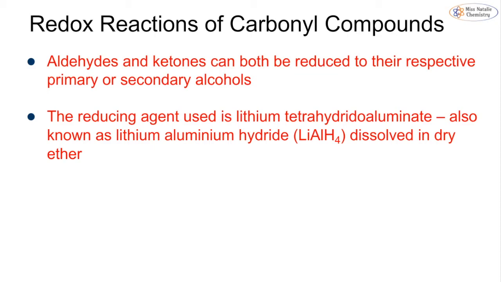So if we focus first of all on the reduction reaction. Aldehydes and ketones can both be reduced to either the primary or the secondary alcohol that they were made from. The reducing agent that we use has a really long name, or we can shorten it to lithium aluminium hydride, or even easier, we write LiAlH4. This is the most common reducing agent that we use, and it has to be dissolved in dry ether. That's a condition that you must know, and it does come up in exams.